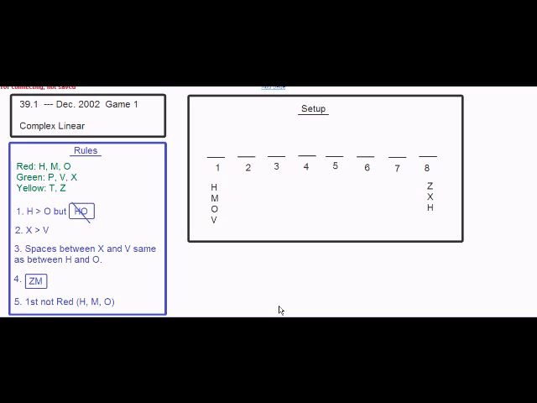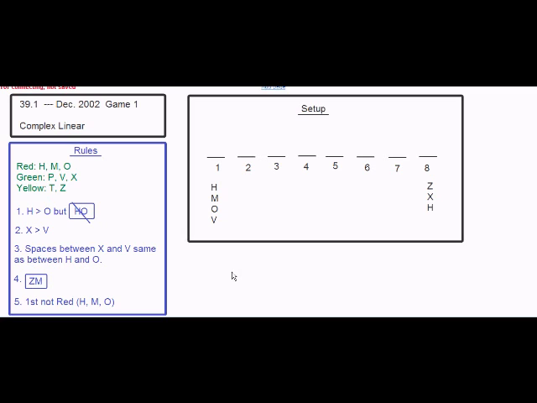So we'll just go ahead and apply both of these rules, the second and the third rules, these two rules, this one and this one, at the same time. Okay, so let's see. In A, x is before v, and it's separated. It has one in between the x and the v, the same way that the h and o have one in between them. So A checks out for those rules.